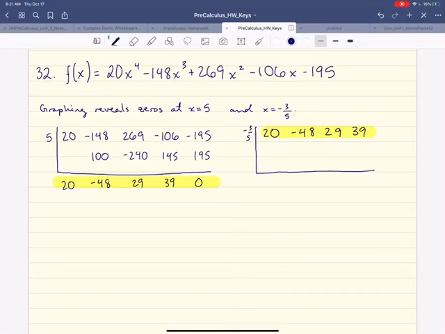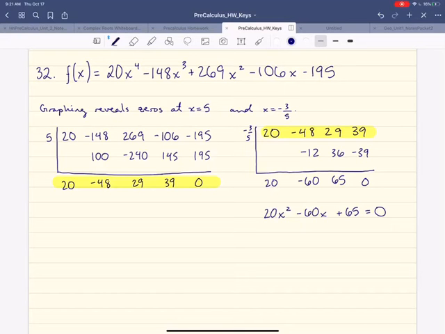So I bring down 20, I multiply, combine to get negative 60, multiply, combine to get 65, multiply, and when I add I get a remainder of 0. So I want to find the roots of this polynomial. In other words, I want to find the solutions to this quadratic equation.